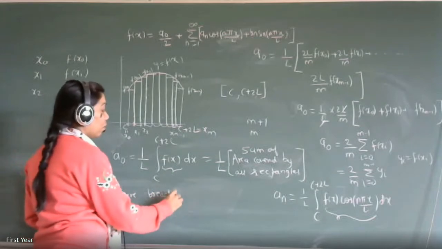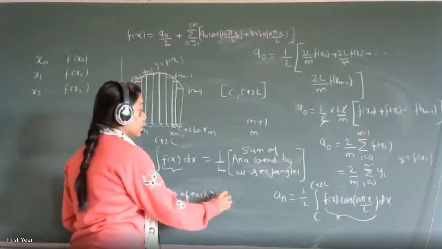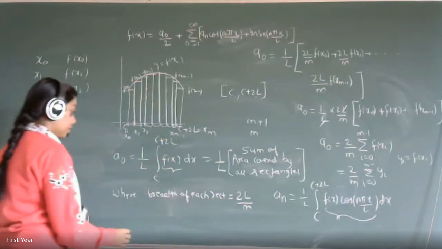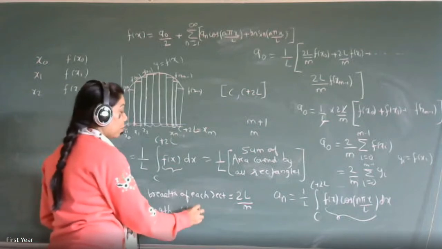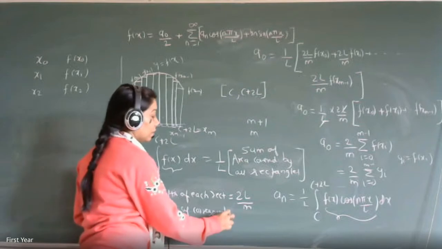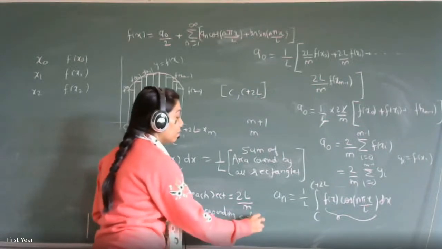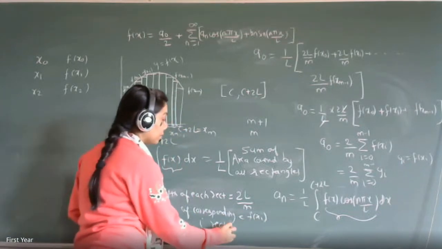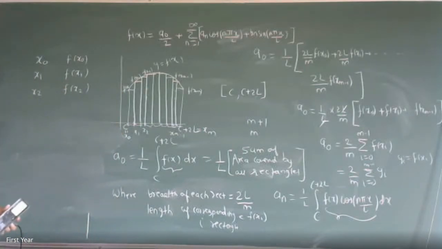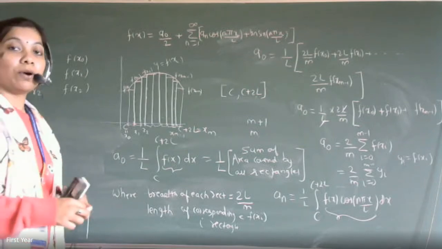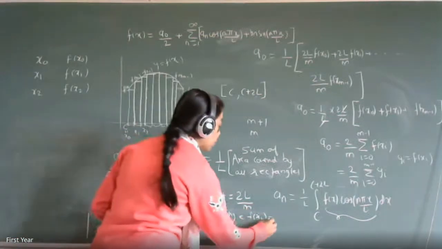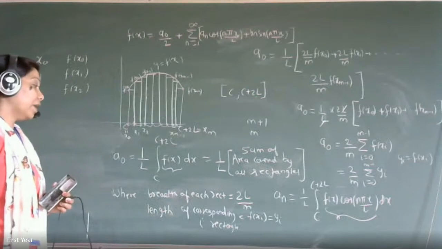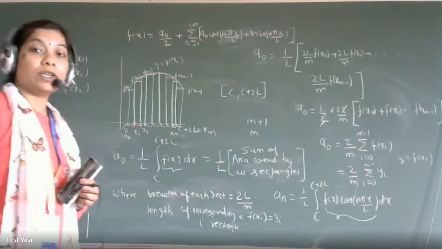Where the breadth of each rectangle is equal to 2l by m, and the length of the corresponding ith rectangle is f of xi, which is equal to y.